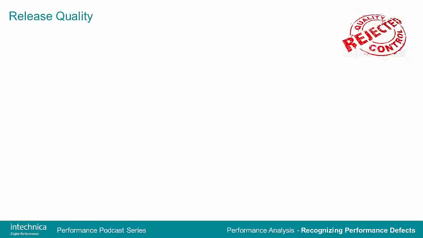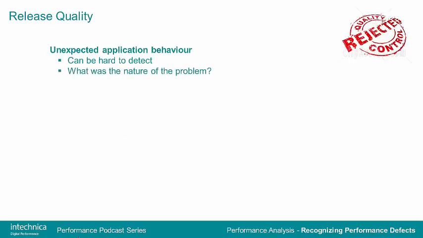From a release quality perspective, unexpected application behavior is an important thing to watch out for, that can be hard to detect because it may not always manifest itself in errors or even an impact on response time. If we're raising a purchase order through a use case and that purchase order is not completed properly, then that's certainly a failure. So understanding the nature of the problem is important. It goes back to making sure that our use cases are properly validated before we use them in performance test scenarios.